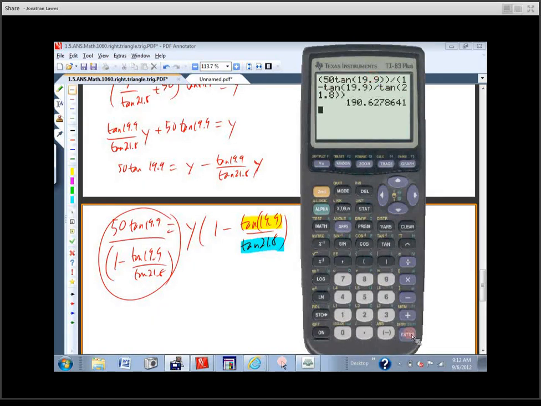We hit that, and it says round to the nearest, does it say nearest tenth? Nearest meter? Okay, so it'd be about 191 meters. Any questions?